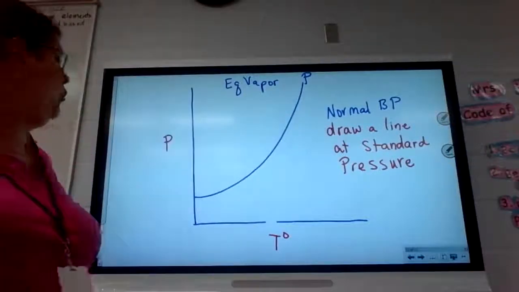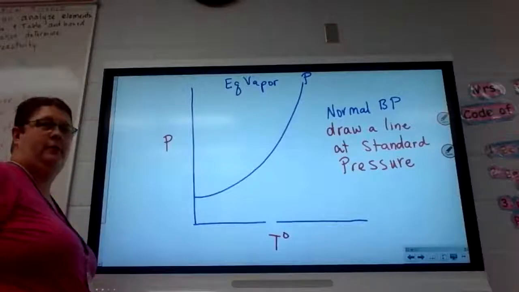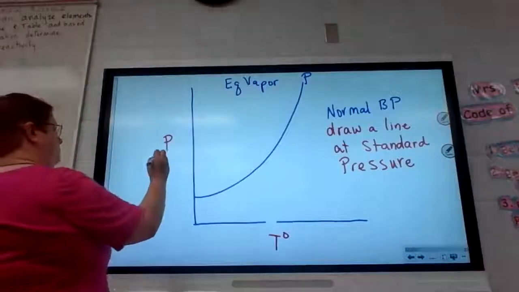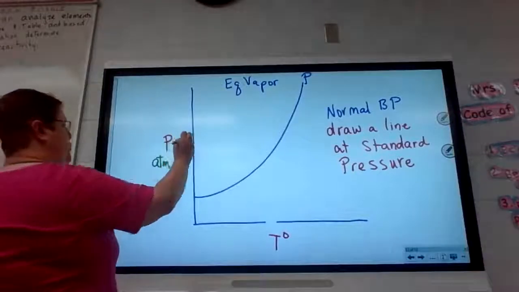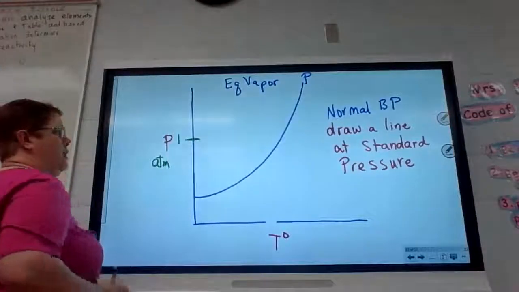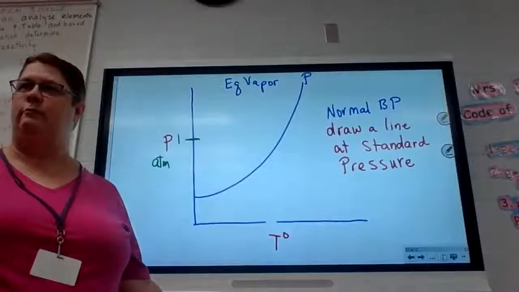All right, so draw a line at standard pressure. What would you have to know in order to draw a line at standard pressure? How would you know what standard pressure to use? So, what do we want to label our graph as? ATM. So, what's standard pressure for ATMs? Okay, so you'd have to know what unit, right?